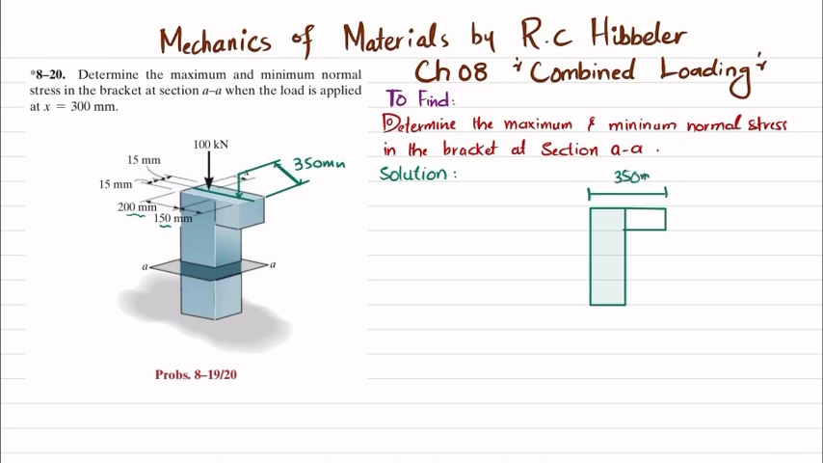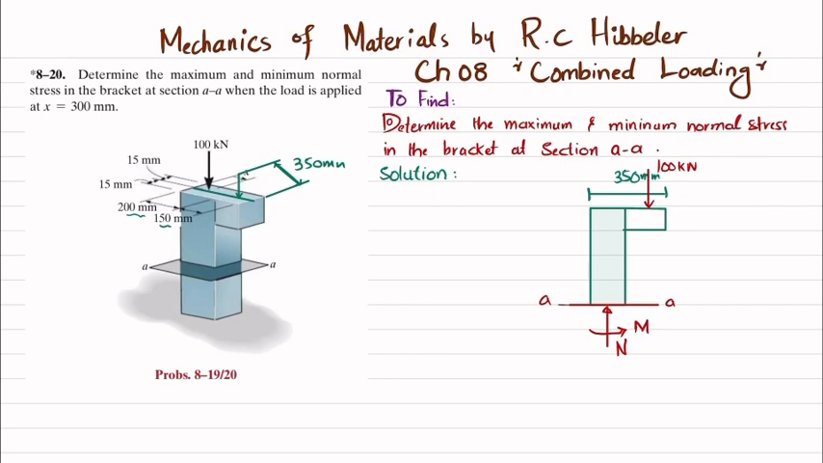And this load is applied at a distance of 300 millimeter from the start, which is 100 kilonewton. So when you section it at section AA, this is the line of section AA. Definitely you will have a normal force at the center of this section. Let this force be represented as N, and you will have a moment as well.